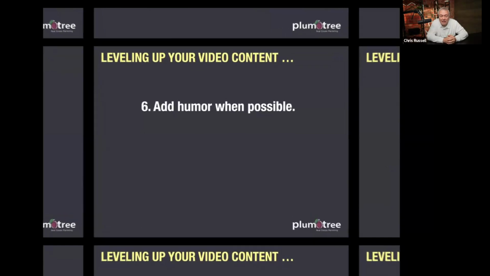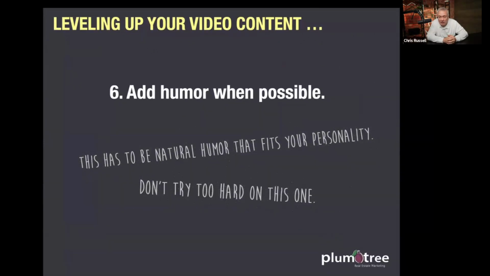Number six is add humor when possible. This has to be a natural part of your personality. If it is not a part of your personality, don't push this one. But it's okay to add humor. And don't try too hard on this one.